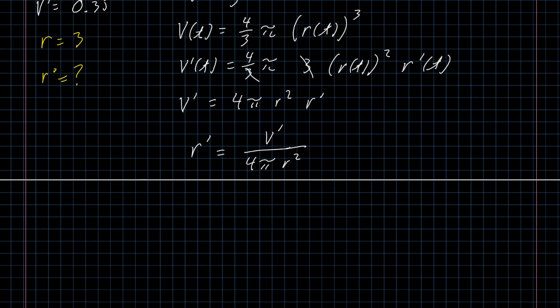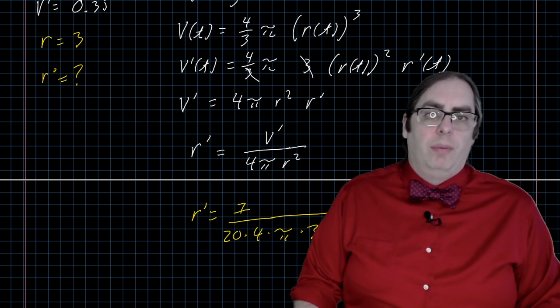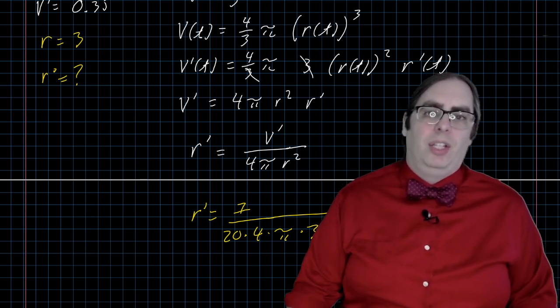So just plug those things in. 0.35 is 7 over 20. So I can write that as 7 over 20 times 4 times pi times 3 squared, which is going to be 7 over 720 pi. All right. If you are so inclined, you can grab a calculator from here and you can get a decimal value out of that. I don't have a calculator at hand, so I'm not going to try.